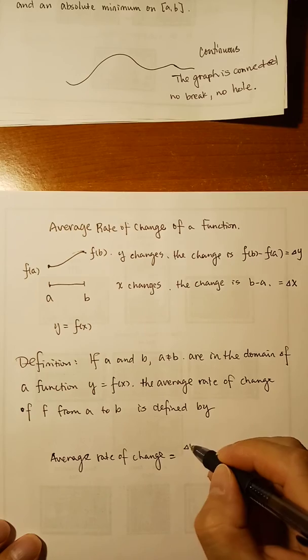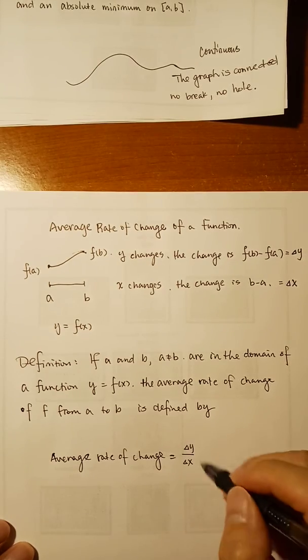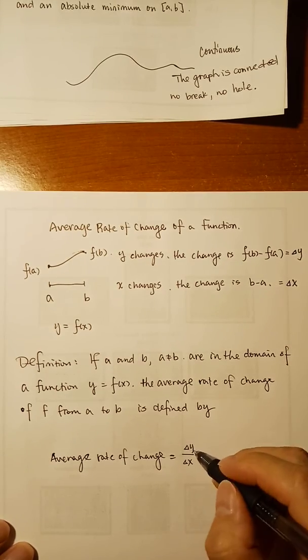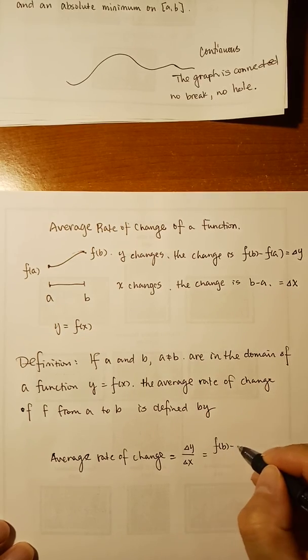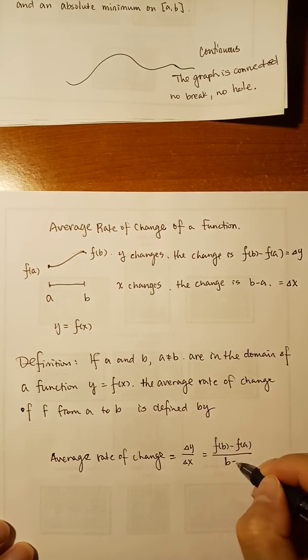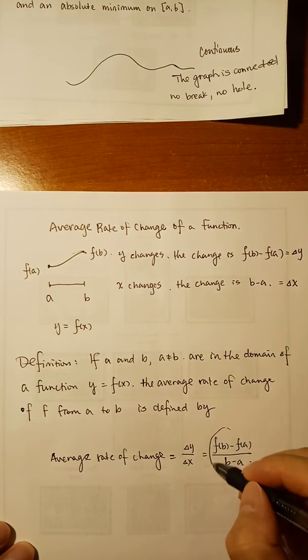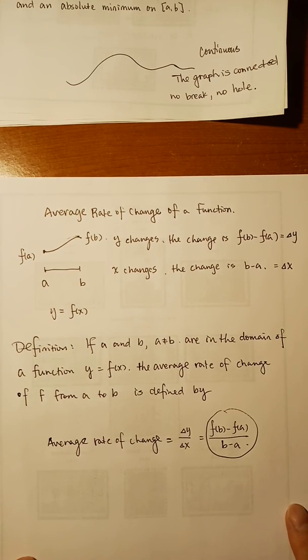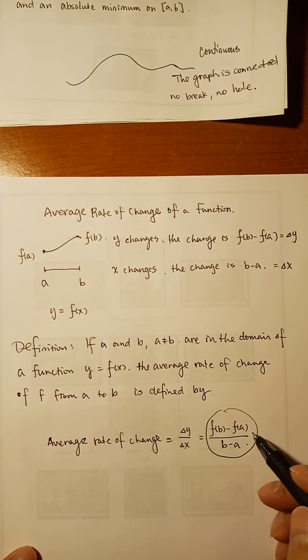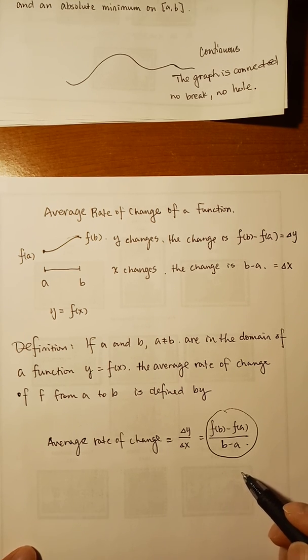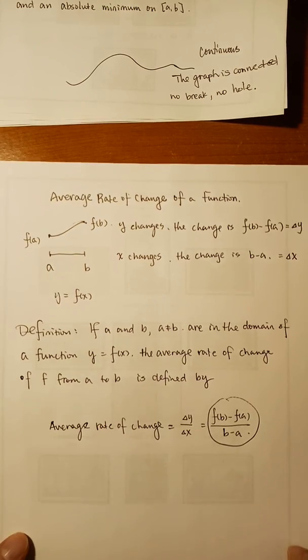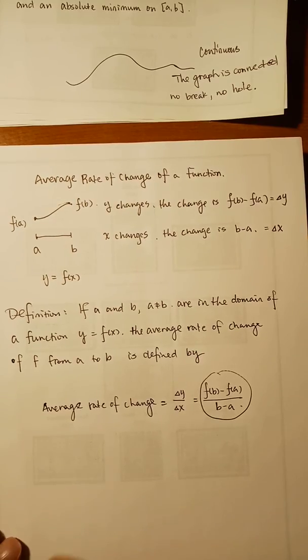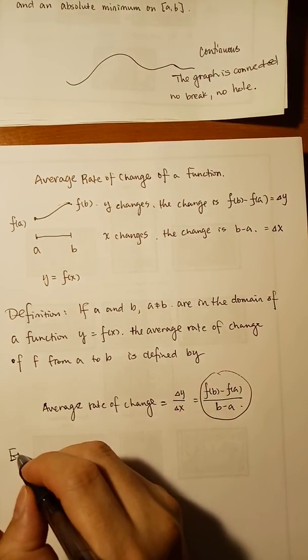So by definition, it's delta y over delta x, the rate. Delta y is f(b) minus f(a). Delta x is b minus a. So this is the working formula: the average rate of change is equal to f(b) minus f(a), the change of y, over b minus a, the change of x. Okay, so that's the definition. Then let's see the example.